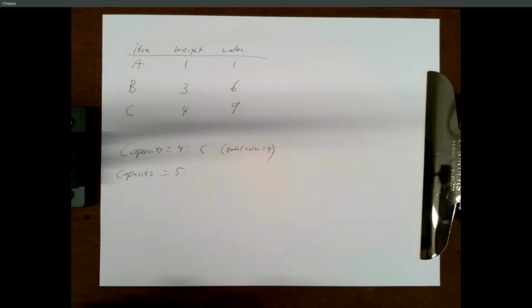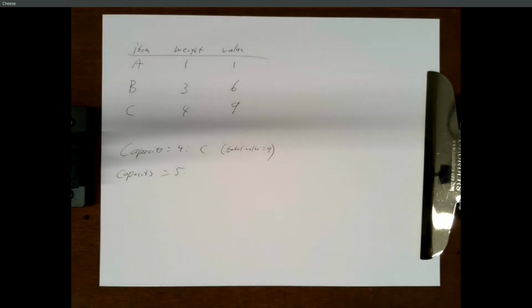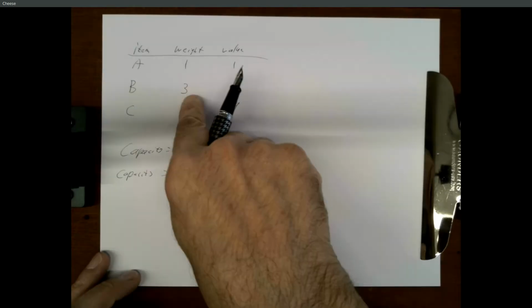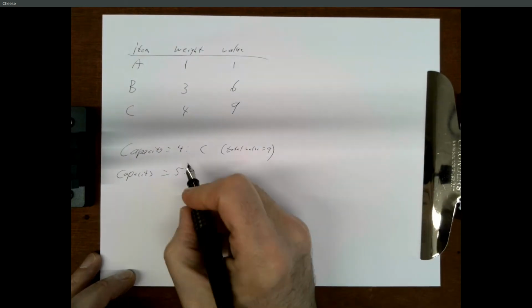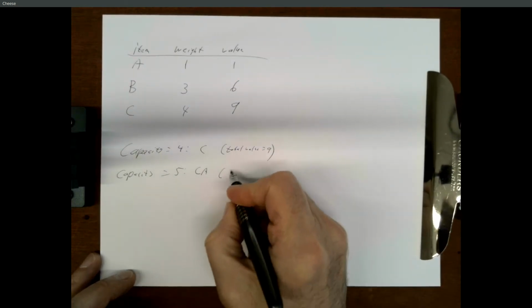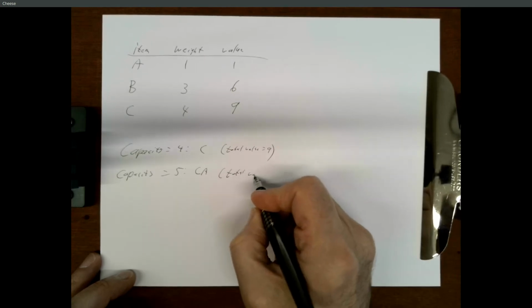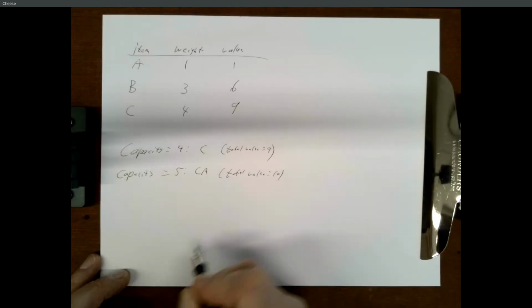What about a capacity of 5? Yeah, I mean C is a clear winner. I could do a B and 2 A's and that would get me $7. I could do 5 A's, that would only get me $5. If I do C and A, I get up to $10.